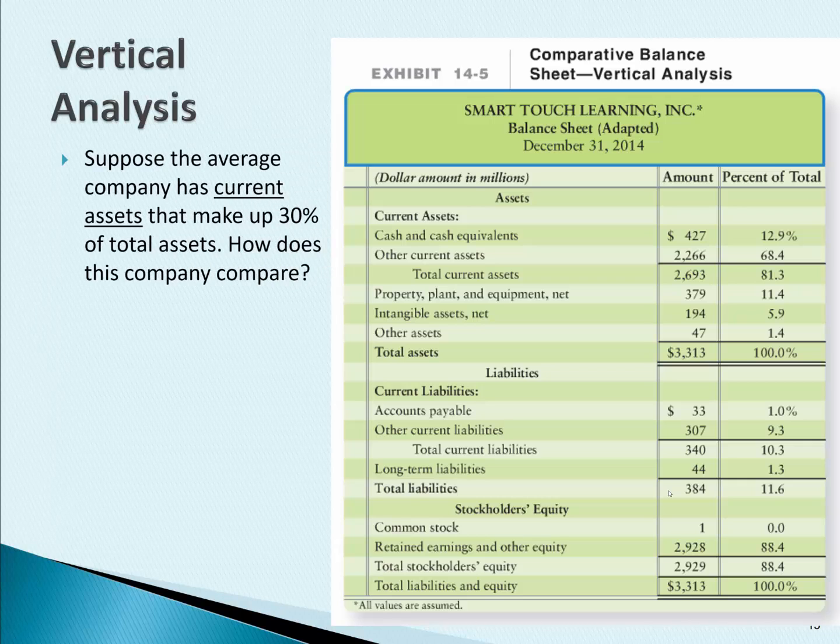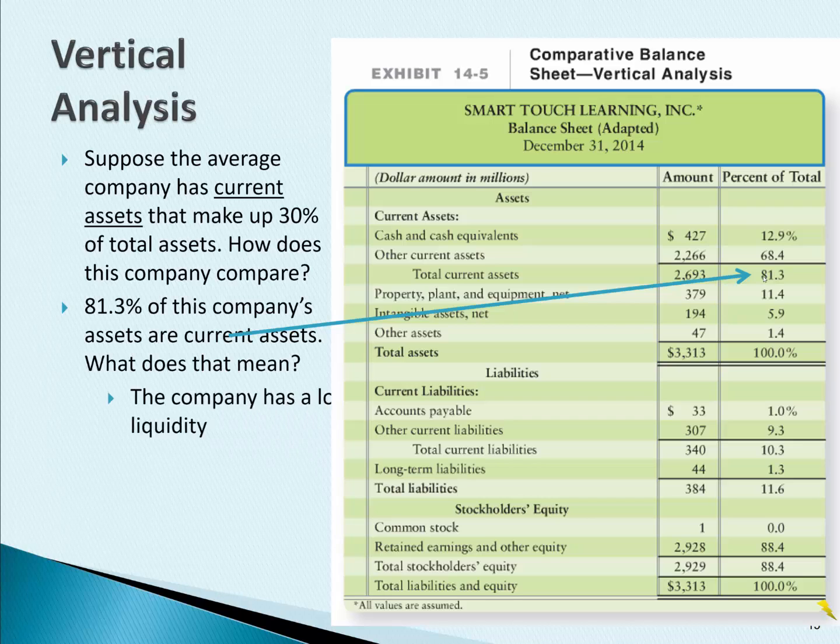So let's try to analyze this company a little bit. Suppose the average company has current assets of 30% of total assets. So the average company has, instead of 81%, has 30%. So how does this company compare? Well, this means 81.3% of this company's assets are current assets. Well, what does that mean? Well, current assets are liquid assets. So that means that this company has lots of liquidity.